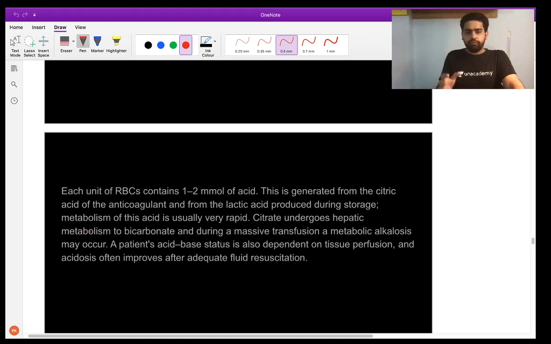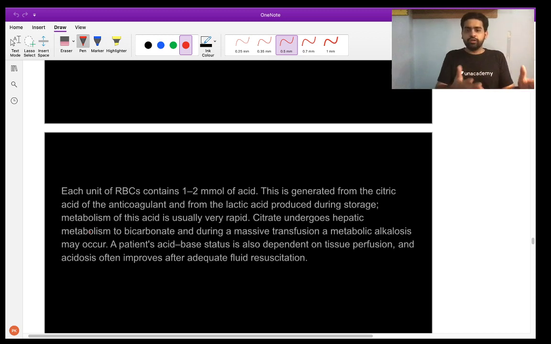The citrate, when you have a massive blood transfusion, what happens? What do you mean by massive blood transfusion? Replacing the entire volume within 24 hours or replacing more than 50% of the volume within 3 to 4 hours. So this is what you understand by massive blood transfusion. Obviously along with the blood, the anticoagulant will also enter the body. So what is the anticoagulant which we use to store the blood? It is CPDA, which is citrate.